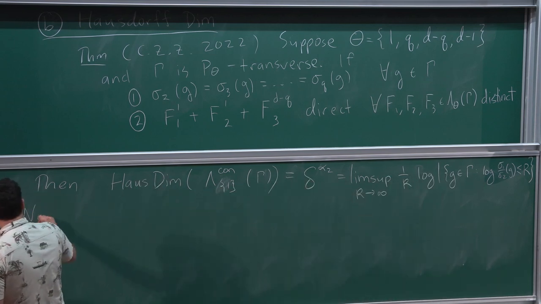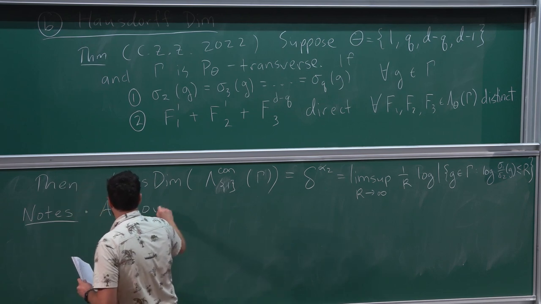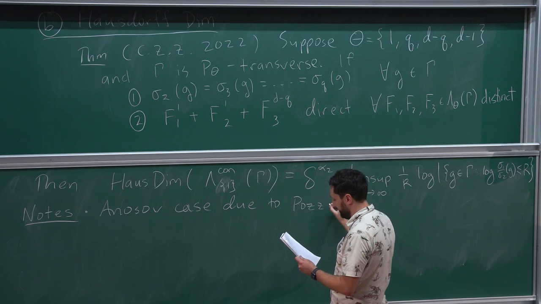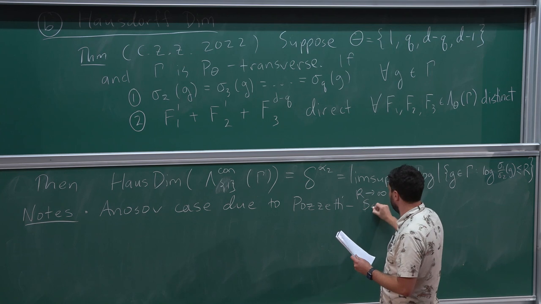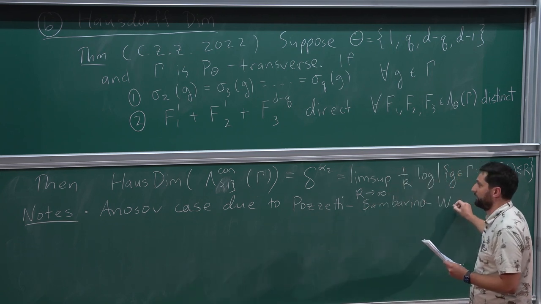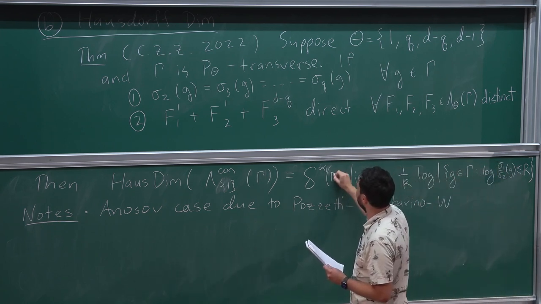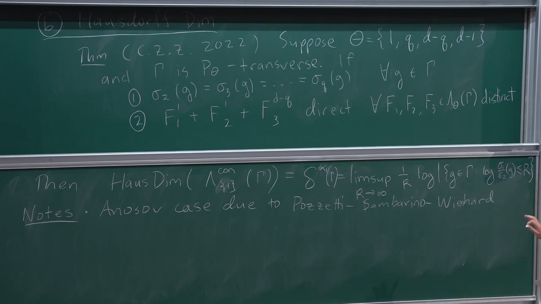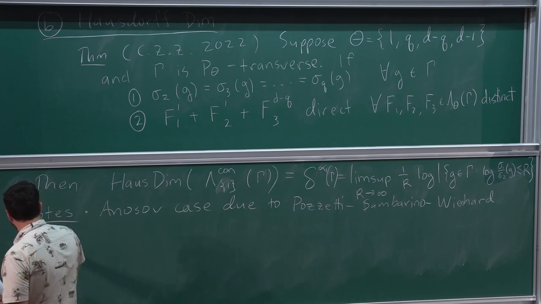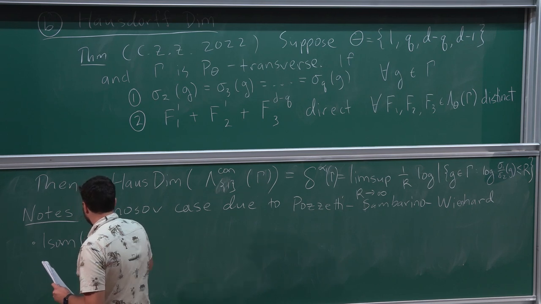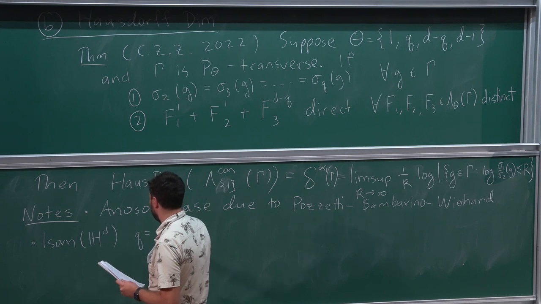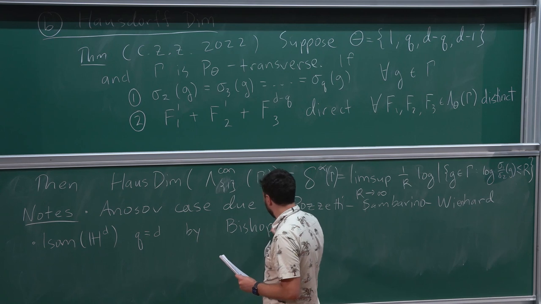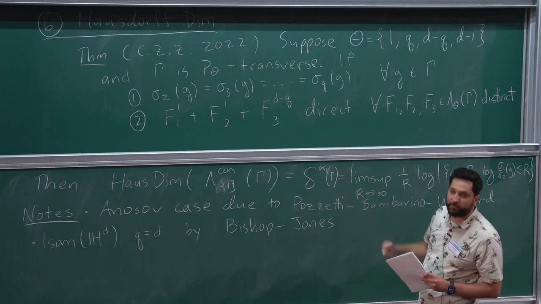And then there are lots of notes about this. The Anosov case is due to Pozzetti, Sambarino, and Wienhard. The Anosov case was, like I mentioned, already established. Also, the isometry group of H^d case, where q is d, was done by Bishop and Jones a while ago. Also, in the Anosov case, the conical limit set is everything.